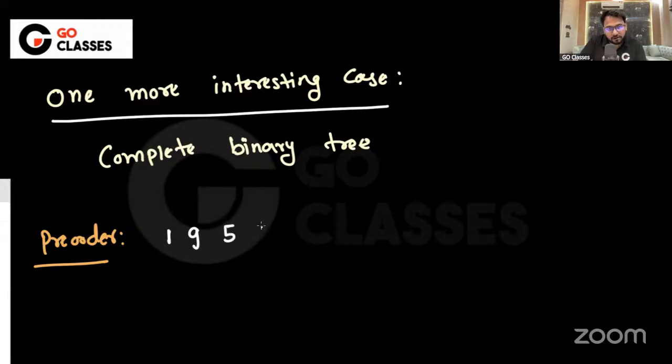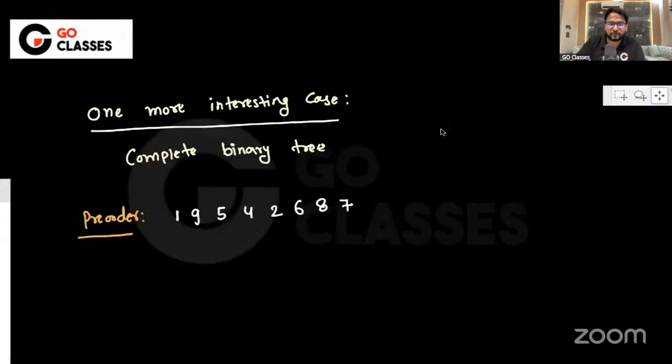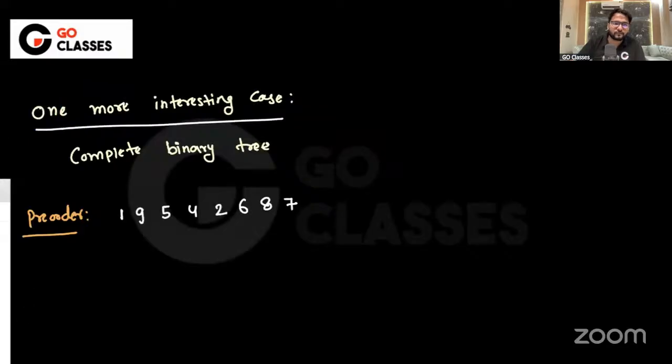Okay, suppose this is the pre-order that you have: 1, 9, 5, 4, 2, 6, 8, 7. It could be anything, doesn't matter. Some random numbers I'm writing. Suppose this is the pre-order and I want to check if I can make the complete binary tree or not. You just check how many nodes are there. 1, 2, 3, 4, 5, 6, 7, 8, right? Yes. So let me make a complete binary tree with the 8 nodes.